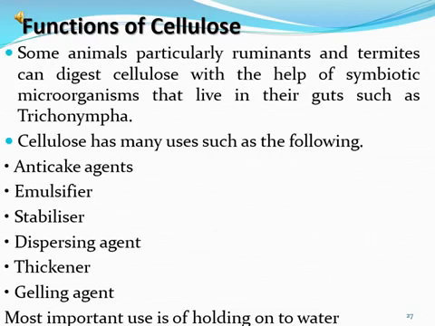Some animals, particularly ruminants and termites, can digest cellulose with the help of symbiotic microorganisms that live in their guts, such as Trichonympha. Cellulose has many uses such as the following: anti-caking agent, emulsifier, stabilizer, dispersing agent, thickener, gelling agent, and the most important use is holding on to water.